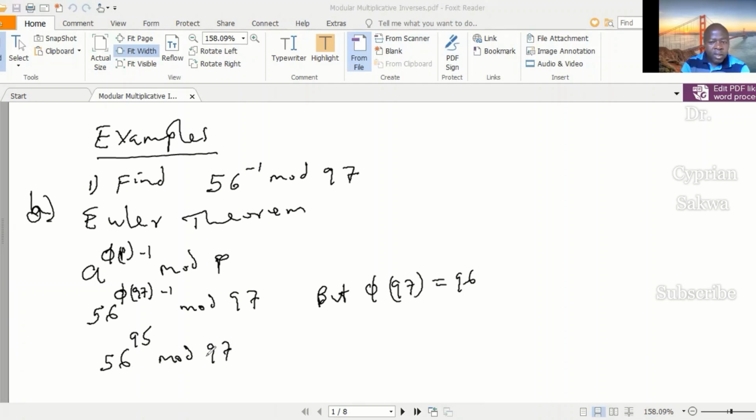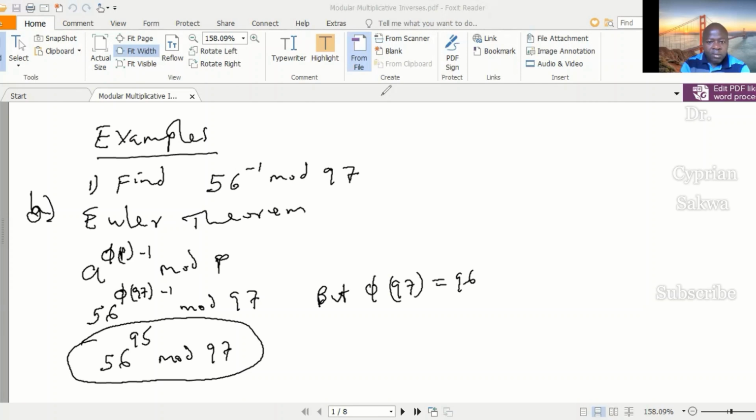So when you reach here, you proceed the same way we did for Fermat's little theorem, because for Fermat's little theorem we also found that the inverse was given by this, and then we proceeded from here to find the squares. So for this question, the Euler theorem and Fermat's little theorem agree that the inverse will be given by 56 raised to 95.